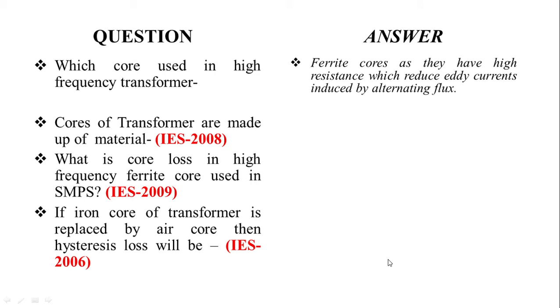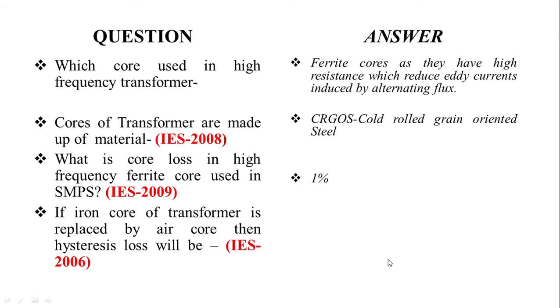Next is core of transformer are made up of material. We know that transformer core are made up of CRGOS, that is cold rolled grain oriented steel. What is core losses in high frequency ferrite core used in SMPS? So remember this, it is only 1%.